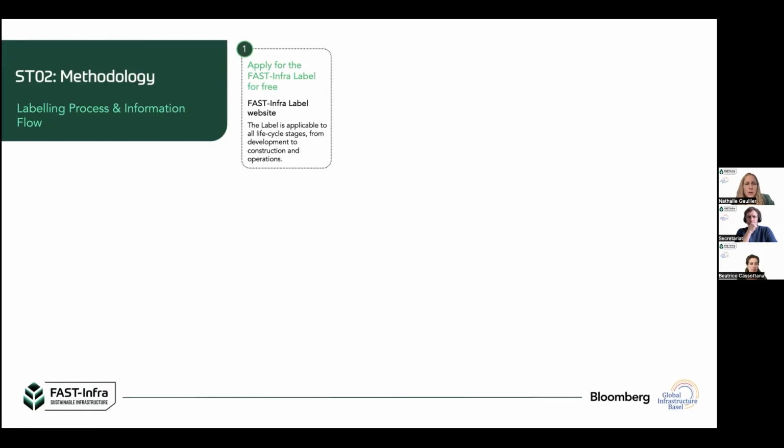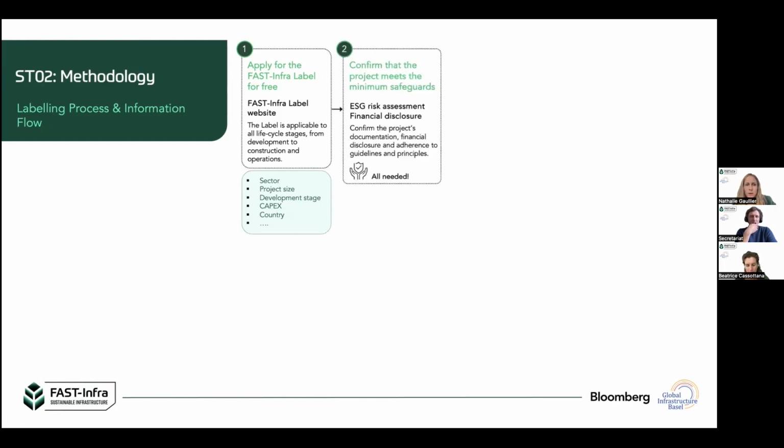So first of all, the project applies for the FAST-Infra label for free on the website, and we ask them to give a few information on the project. It's very short: sector, project size, development stage, CAPEX, and country. Then the project needs to confirm that it meets the minimum safeguards.